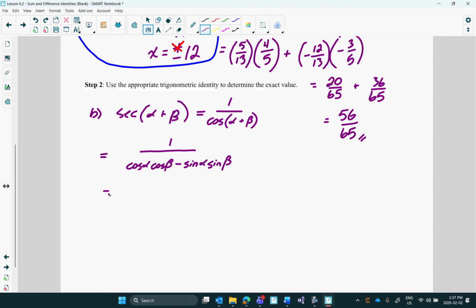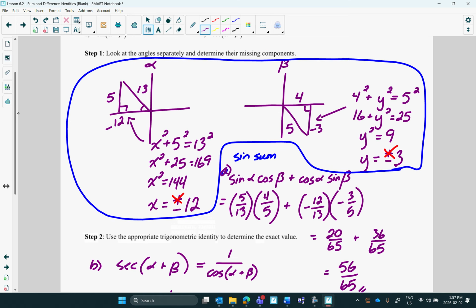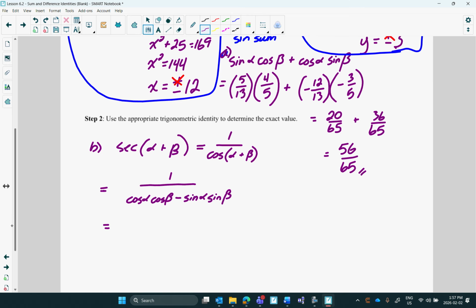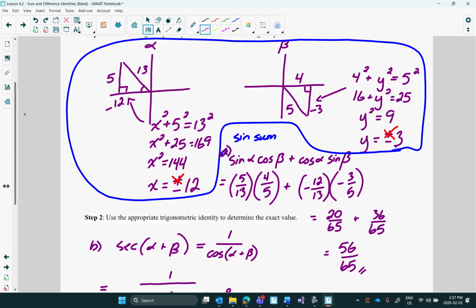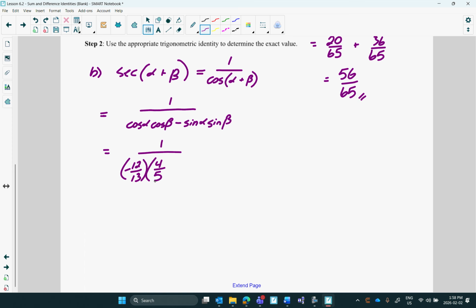And we can get all this information from up top. What's cos alpha? Cos alpha, negative 12 over 13. Remember, it's 1 over. Negative 12 over 13 times cos beta, 4 over 5. Minus sine alpha, 5 over 13, times, oops, not root, times sine beta.